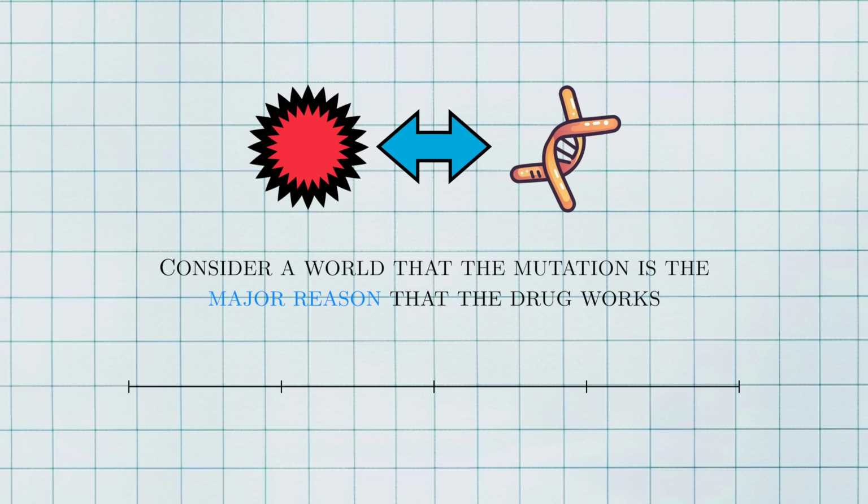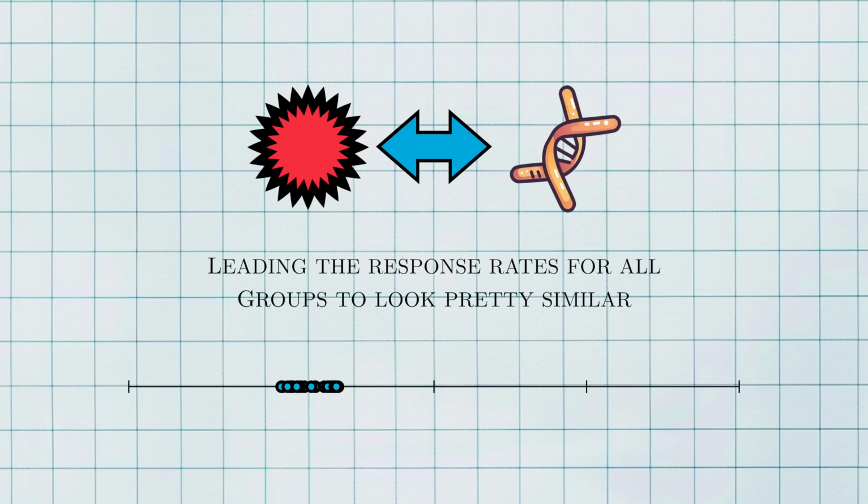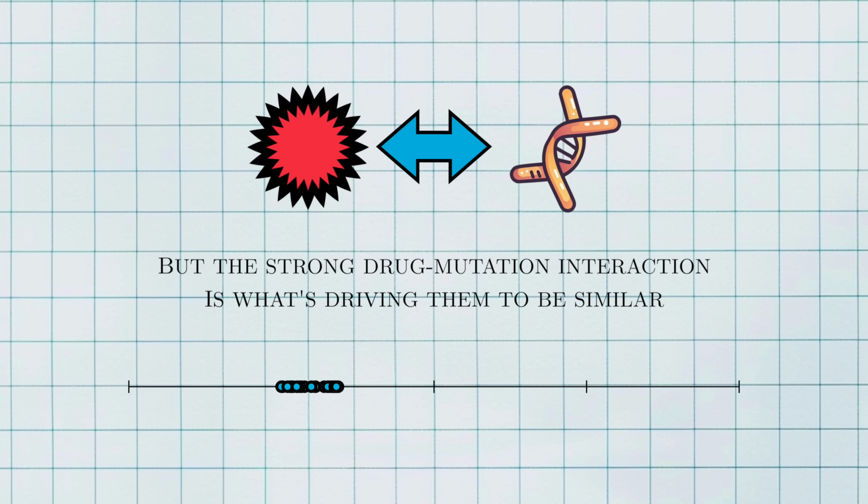In this world, the drug can target the mutation so strongly that all the cancers will have a similar response rate despite the fact that they're different. They won't be exactly the same, but the strong drug-mutation interaction leads them to cluster pretty closely around some point. You could think of this point as an average response rate thanks to the drug.